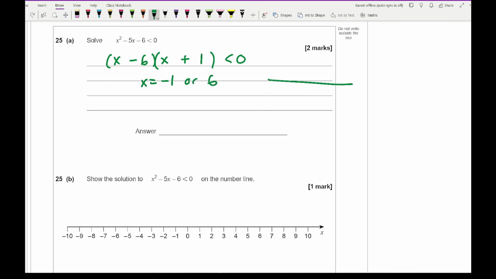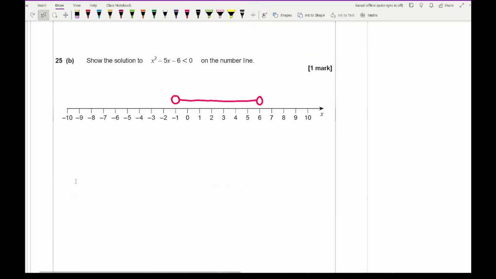So then if I just draw my parabola, this is minus 1, this is 6. I'm looking for the region where it's below the x-axis, so it's this region here. So the final answer will look something like this. And then for b, we just need to represent that on the number line. So I've got a circle at minus 1, a circle at 6. I join them up and I don't need to shade in any of those circles.